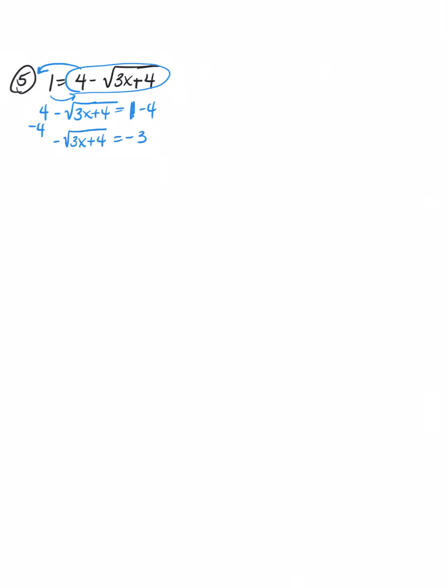So now alarms are going off because I have it equal to a negative. However, there is a leading negative on this one that I need to divide out. So all hope is not lost. These negatives go away when you divide by the negative. So I'll have the square root of 3x plus 4 equals 3. And now we're at the square both sides of my equation step. And I'll have 3x plus 4 equals 9.